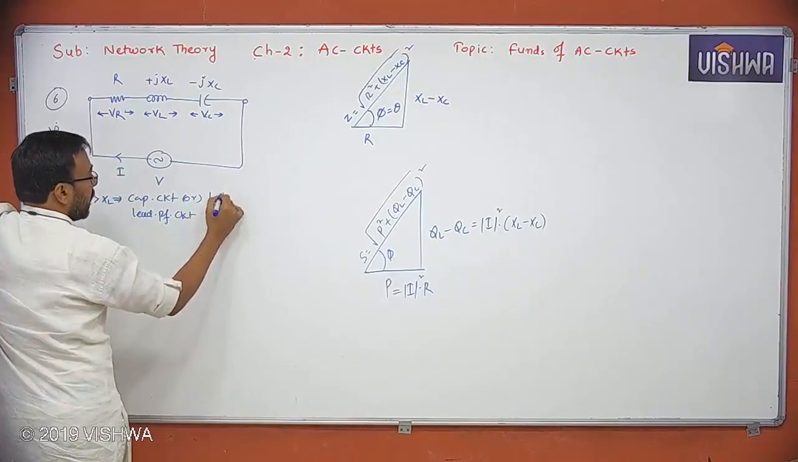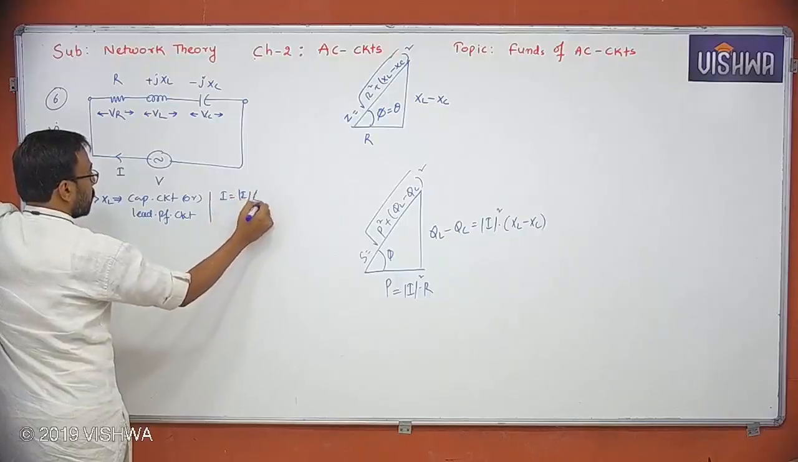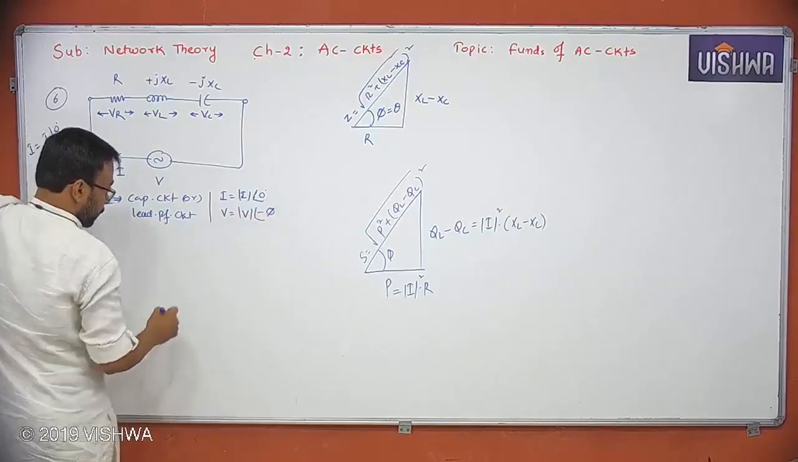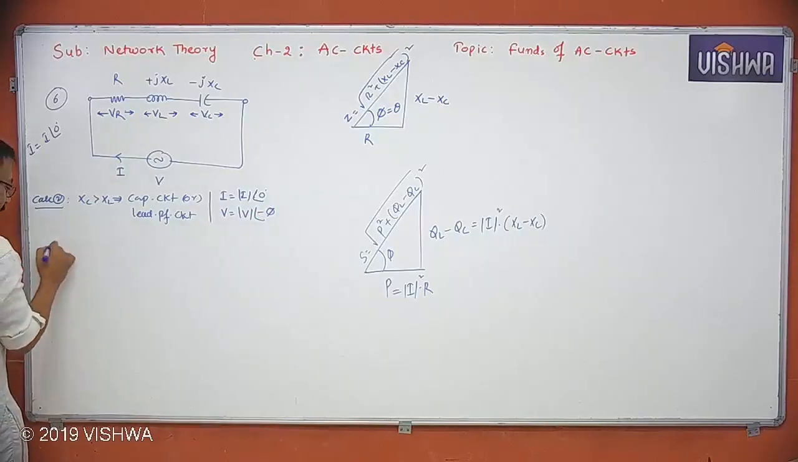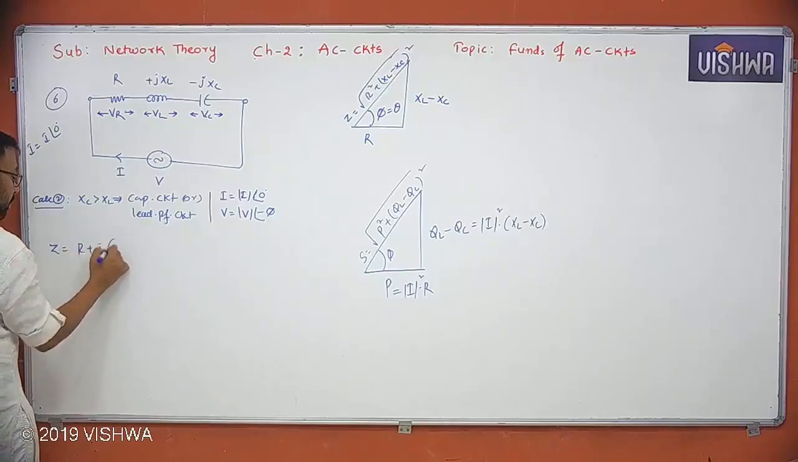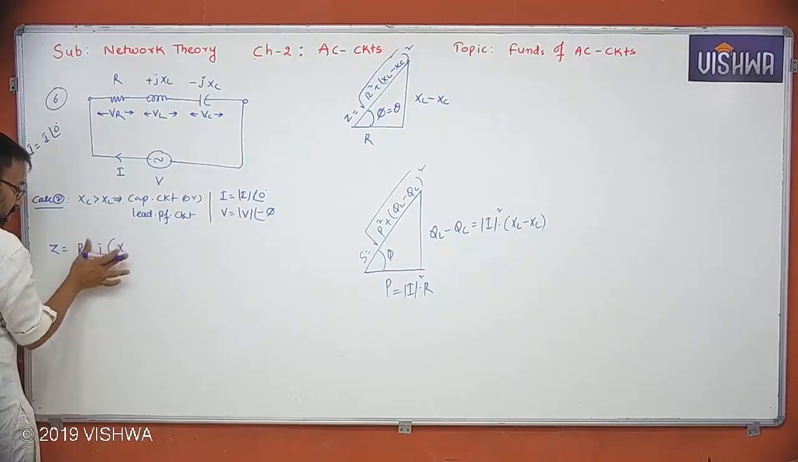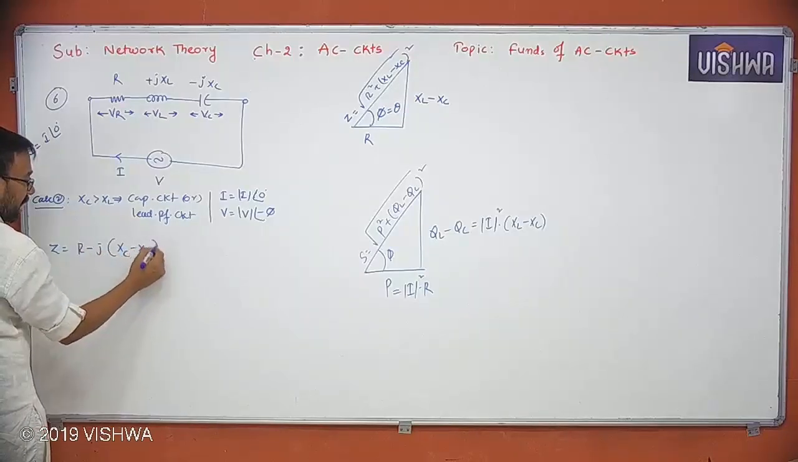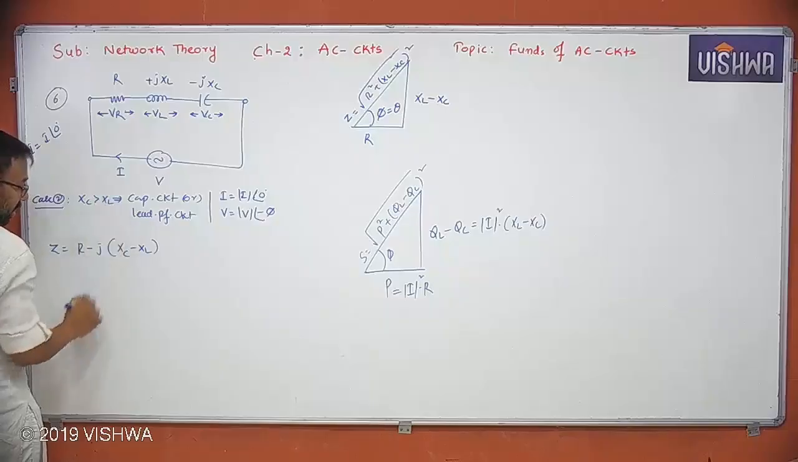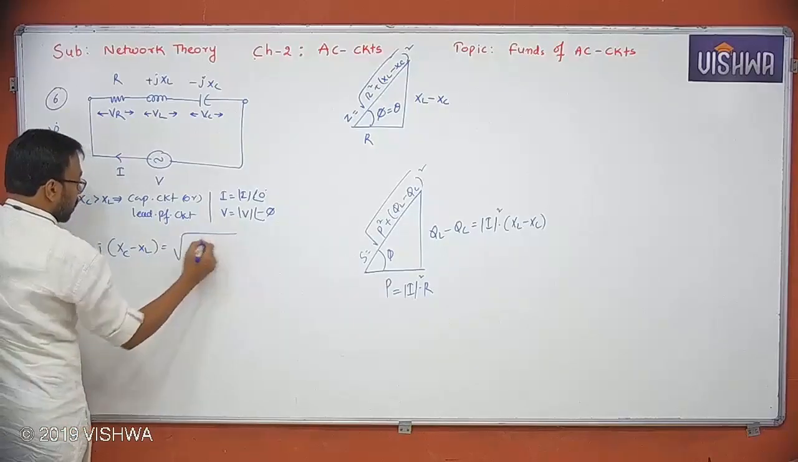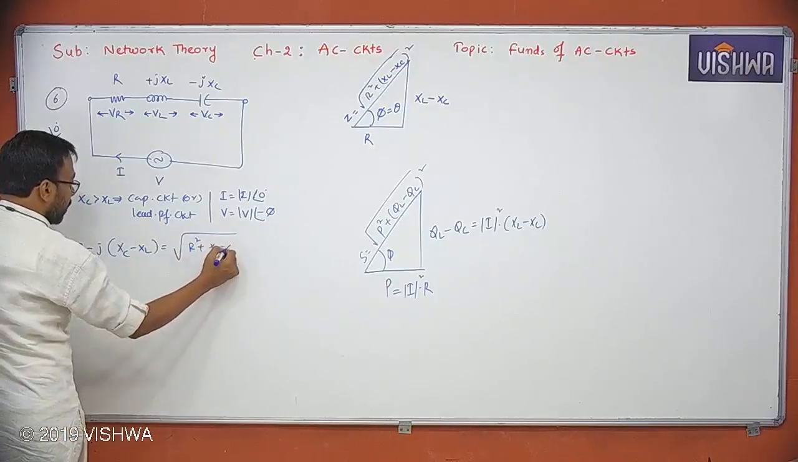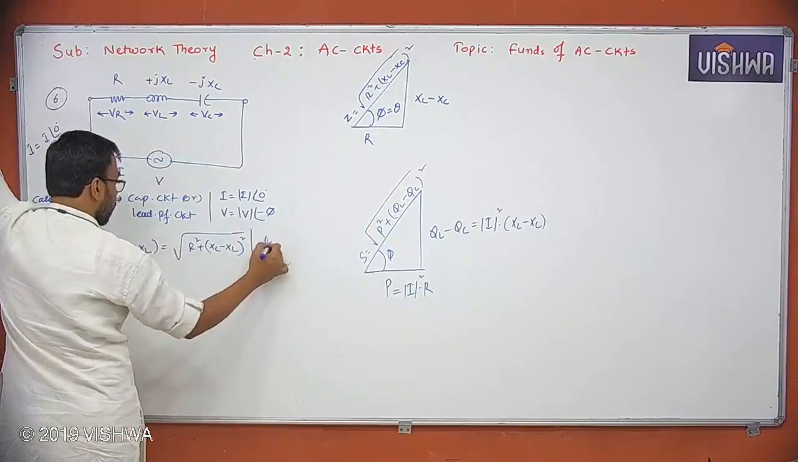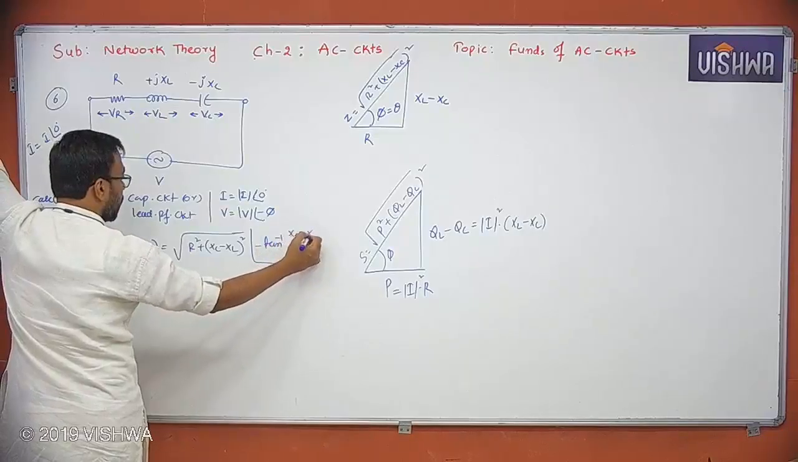Now definitely, when I is equal to I at an angle of 0, V is equal to V at an angle of minus phi. Yes or no? Now what will happen here? Z becomes R plus jX, R minus j, because I'm taking the negative common, (XC minus XL). Finally, I'm keeping this value positive because XC is greater than XL. So Z is the square root of R square plus (XC minus XL) whole square, at an angle of minus tan inverse of (XC minus XL) by R.